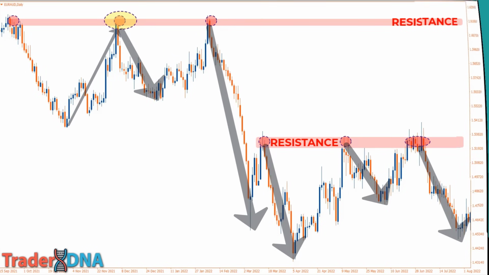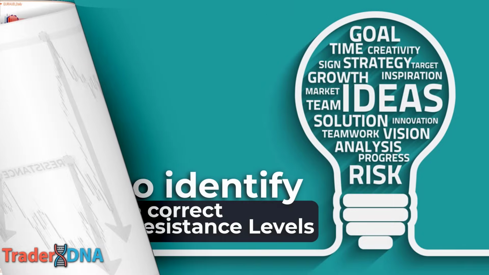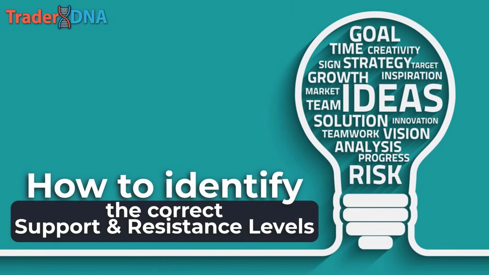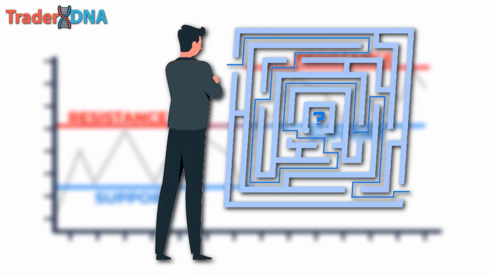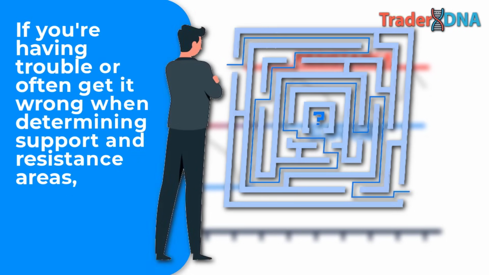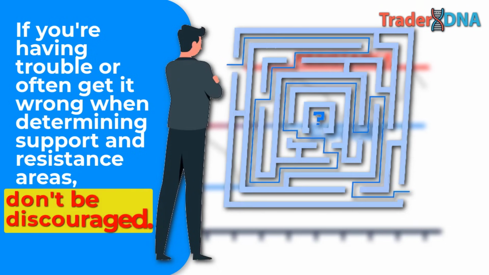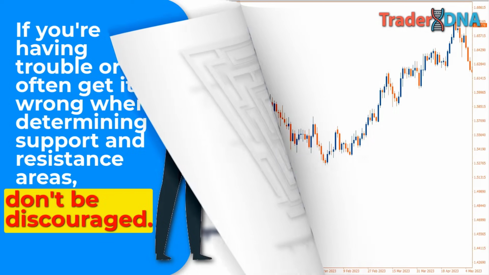Now, let's learn how to identify the correct support and resistance levels. At first glance, the steps may seem quite simple, but in practice, many traders struggle and make mistakes when finding support and resistance zones. So, if you're having trouble or often get it wrong when determining support and resistance areas, don't be discouraged. Because after following this video, you will soon understand how to pinpoint the right support and resistance areas and how to use them in the markets.